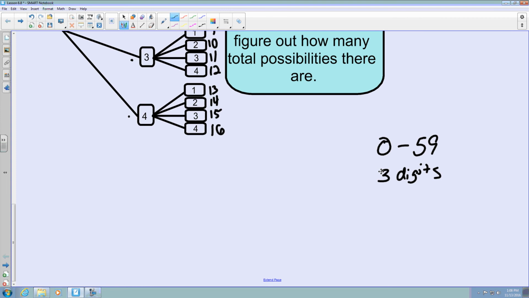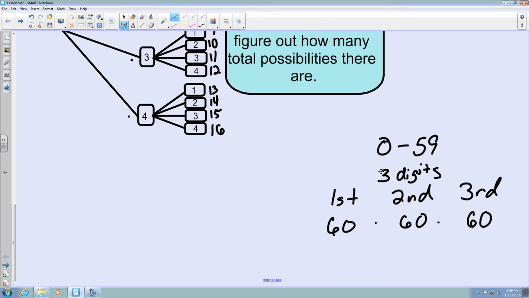Here's how you determine how many possible outcomes there are without the counting tree. Look at the first number, the second number, and then finally the third number. How many possible numbers could there be? Between 0 and 59, there'd be 60. Same thing goes for number 2, and same thing goes for number 3. You simply multiply them, so 60 times 60 times 60 gives you 216,000 possible outcomes.